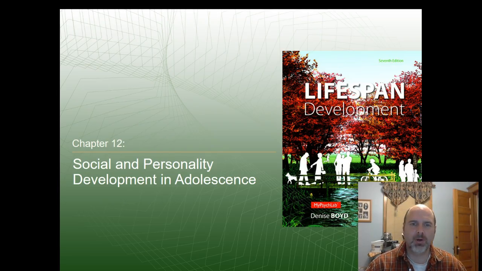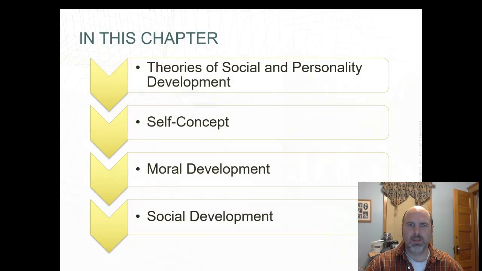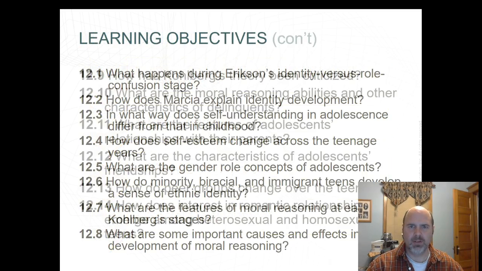Hi, welcome to Chapter 12, Social and Personality Development in Adolescence. In this chapter, we're going to look at theories of social and personality development, self-concept, moral development, and social development. These are the objectives we'll be covering.